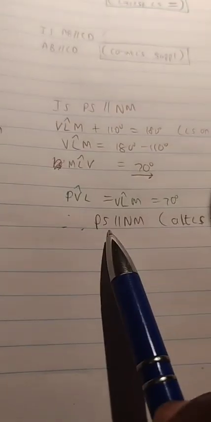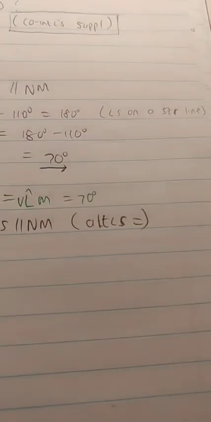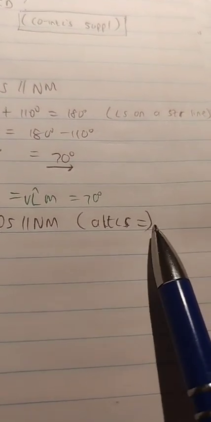They are both 70. But what else do we know about these angles? They are alternate angles. Why are they alternate angles? It's because they form that Z shape. You see that Z shape. Look at it, guys. The position of the angles means alternate. Therefore, because these two angles, angle PVL and angle VLM, are both 70, we can conclude that PS is parallel to NM. And what is our reason? Alternate angles are equal.